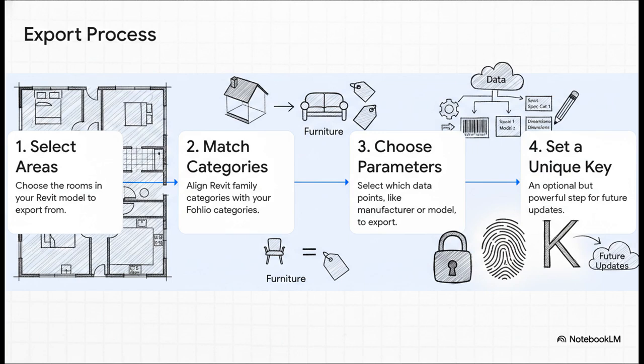The process is really intuitive. First, you just select the areas from your model that you want to work with. Second, you match up the Revit categories, like furniture, with your Fohlio categories. Third, you pick exactly which pieces of data you want to send over. And finally, you can set a unique key. And this is a really powerful feature we're going to come back to in a minute.